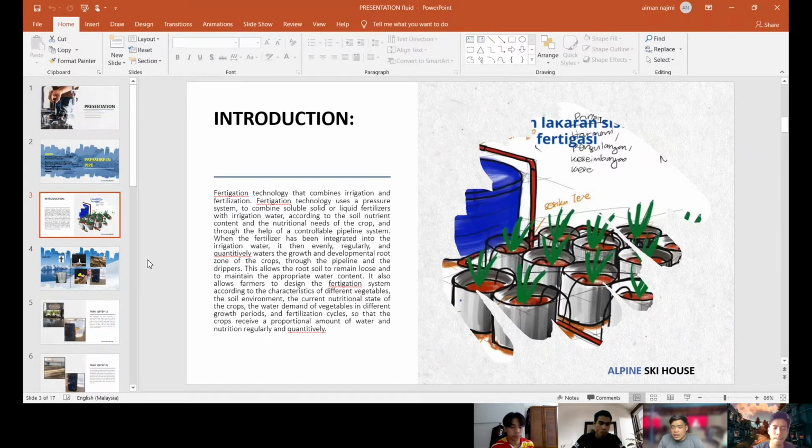It also allows farmers to design the fertigation system according to the characteristics of different vegetables. Then fertilization cycle makes the plant receive a proportional amount of water and nutrition regularly and quantitatively.